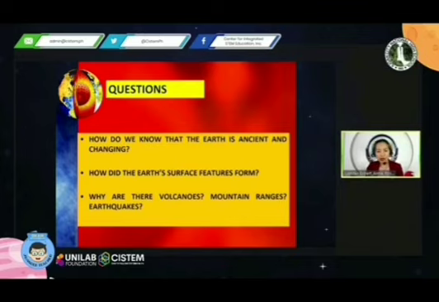Another question being posted is, how did the Earth's surface features form? What features am I referring to? These surface features are the mountains, the volcanoes, and other geological features.